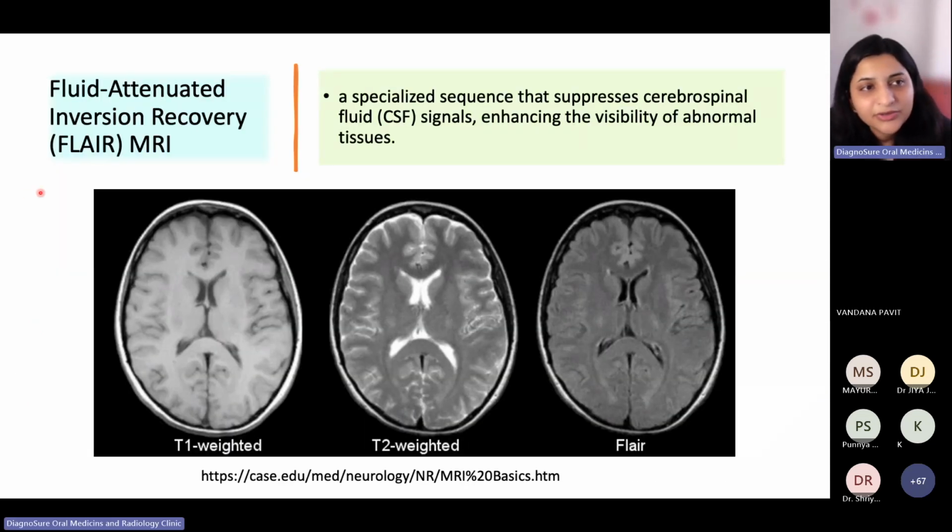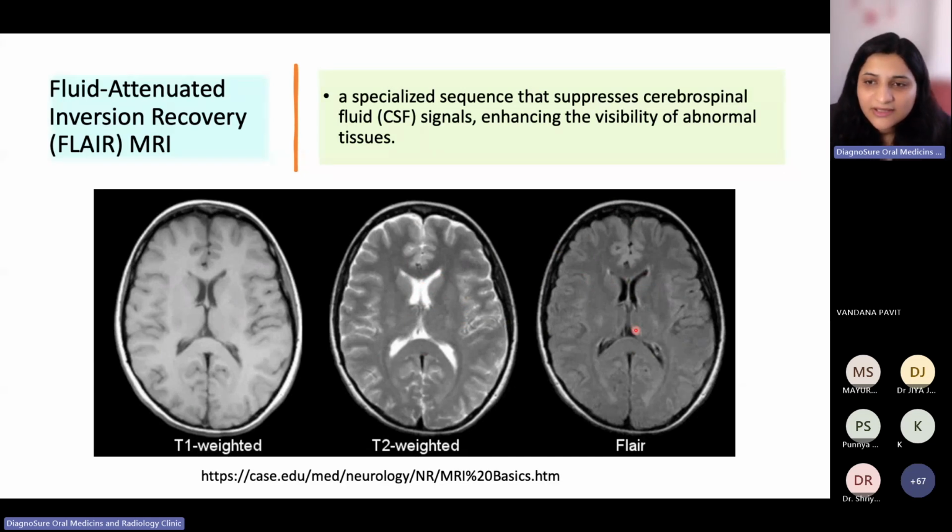Now, fluid attenuated inversion recovery, which is FLAIR. FLAIR is also a very important sequence which is used. It is a specialized sequence that is designed to suppress signals from the CSF. By using inversion recovery, these are a specialized type of sequences. FLAIR eliminates the high signal from CSF. So this is T2 weighted and this is T2 FLAIR. You can see the image is similar to T2, but CSF signal is gone in this.